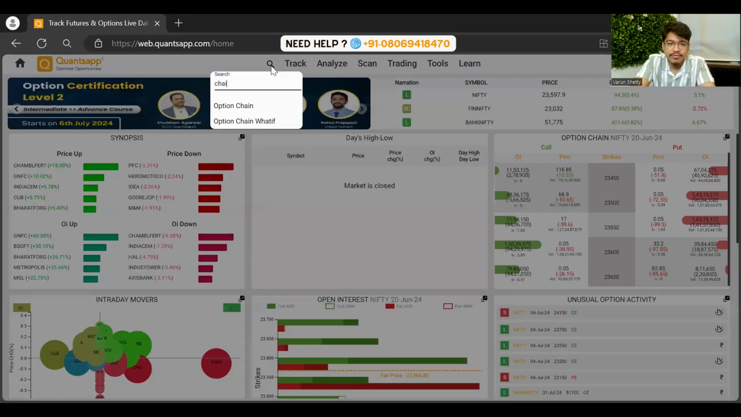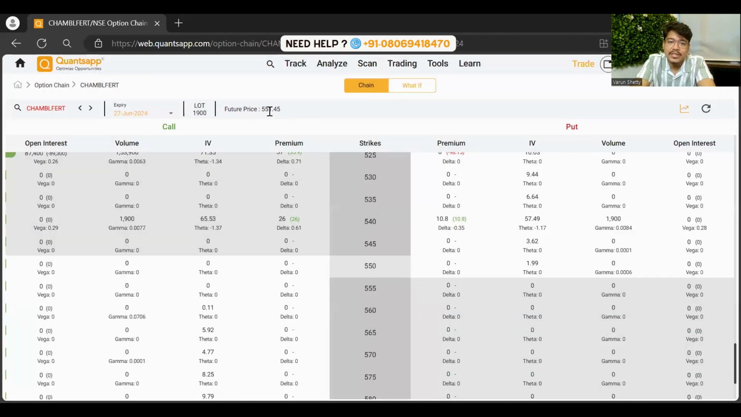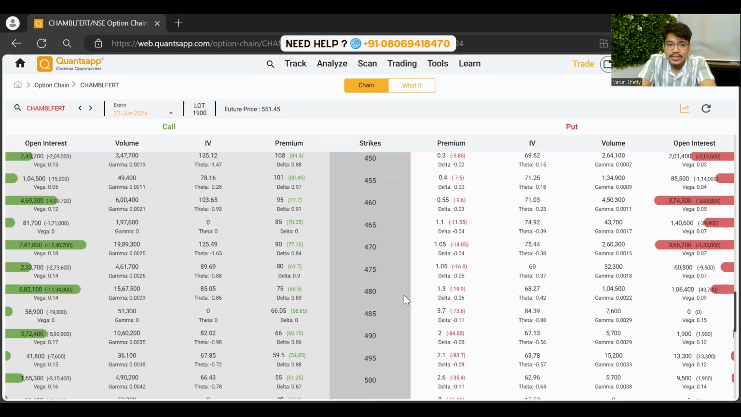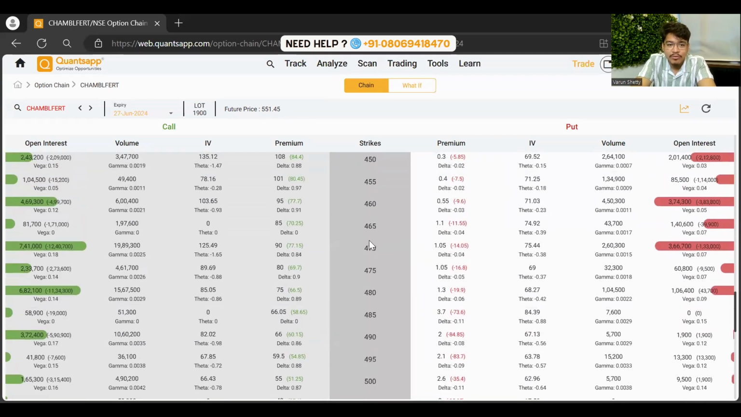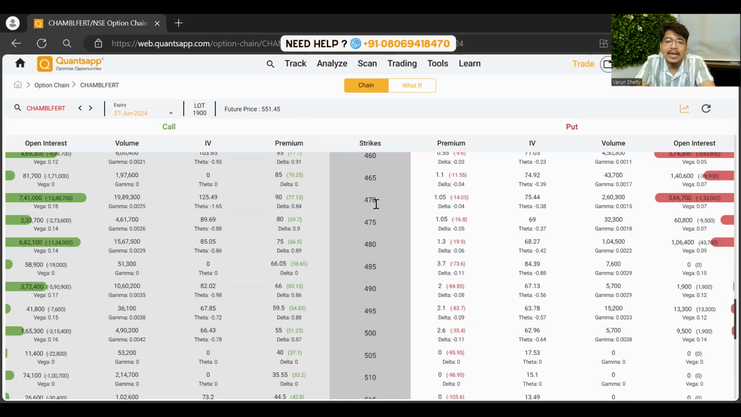If I open the option chain, okay, 551 is the current price. So today it is up by a lot. You can see that it is in the ban list, and these options are not even traded, but the heaviest call was at 470 today. The 470 level was broken, and there is a very good rally in Chambal Fertilizer. That is how you can analyze these things.